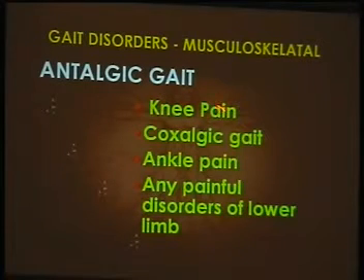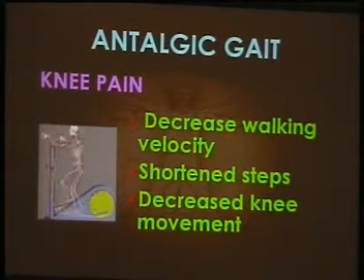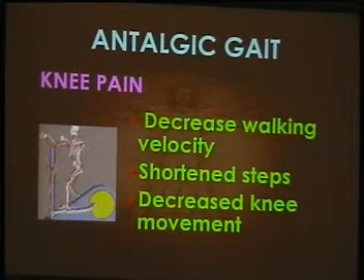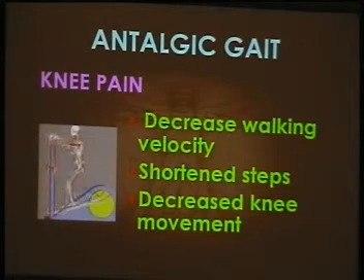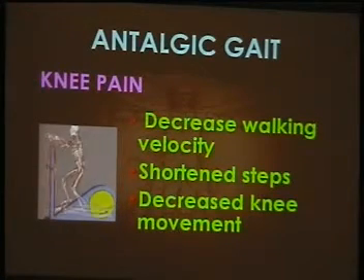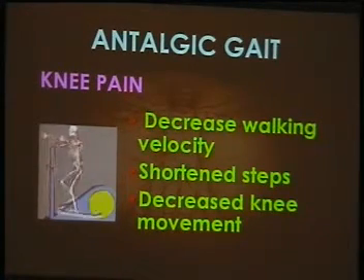It may be due to knee pain. It may be due to hip pain, classically described as coxalgic gait. It may be due to ankle pain. Any painful disorder anywhere in the lower limb produces this type of gait. What happens? There is decreased walking velocity. The distance he travels in a minute, or steps he takes in a minute, decreases. Shortened steps and decreased knee movement when there is knee pain produce gait abnormality.